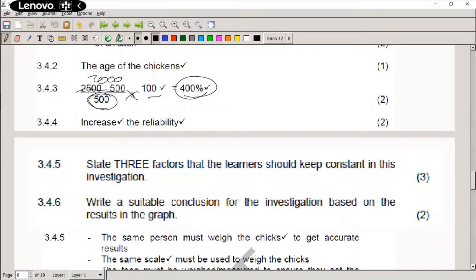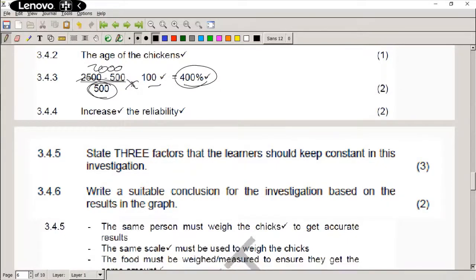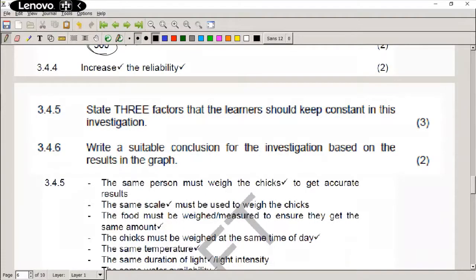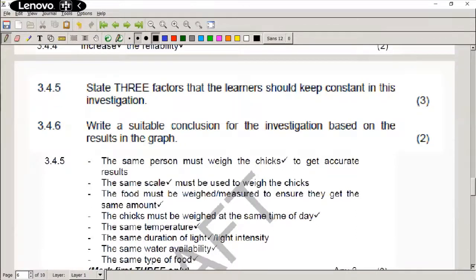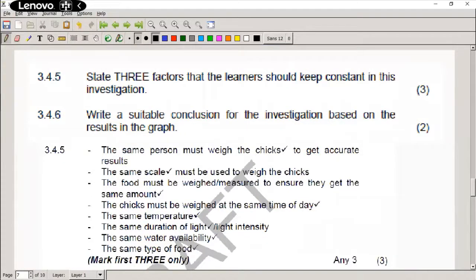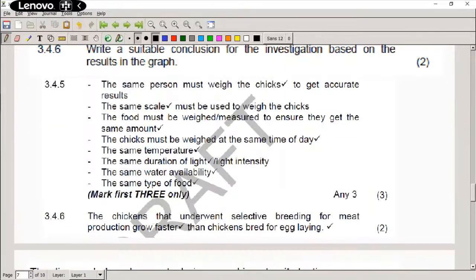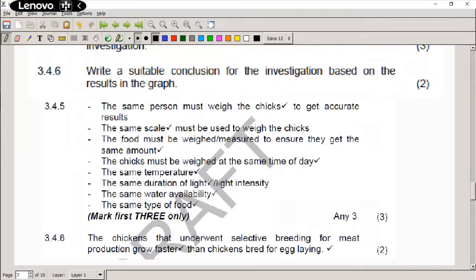State three factors that the learners should keep constant in this investigation. Okay, same amount of food, same amount of time when you weigh them, same scale when you're weighing the chickens, same conditions that you keep them under. You keep them under the same temperature, the same amount of sunlight or light, and you give them the same amount of water and the same amount of food. And that increases the validity of my investigation.